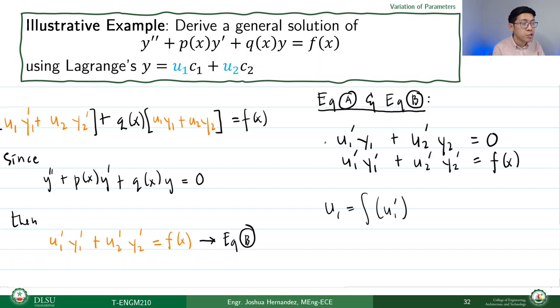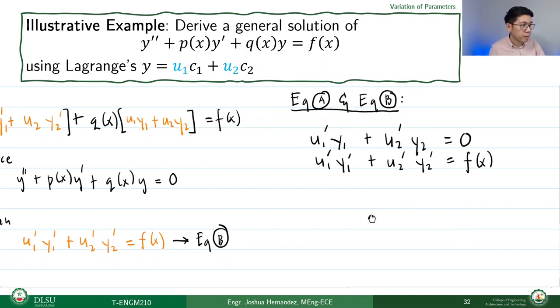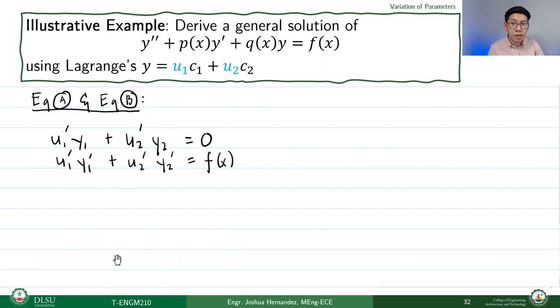So, the question here, if this is our working system of equations for our given equation y double prime plus p of x y prime plus q of x y equals f of x, is how do we get u sub 1 prime and u sub 2 prime? In other words, this part and this part. How are we going to get this? One method, since they are a system of linear equations, is substitution or elimination. But there's another method that we will be employing to solve this system of linear equations, and that is by using Cramer's rule.